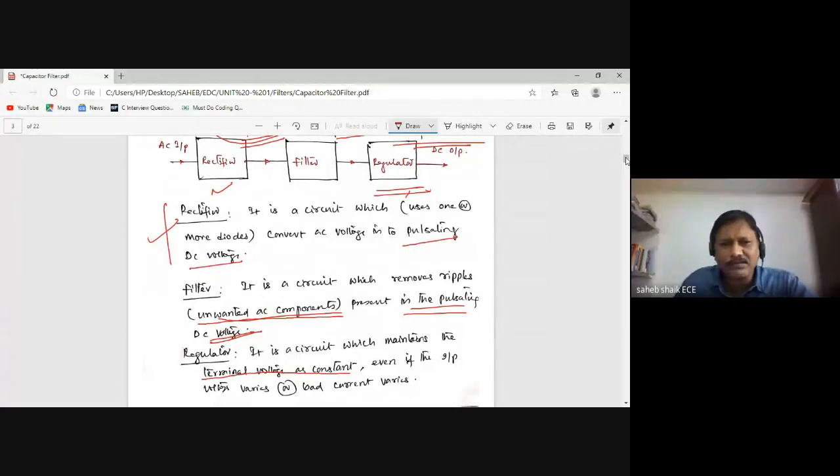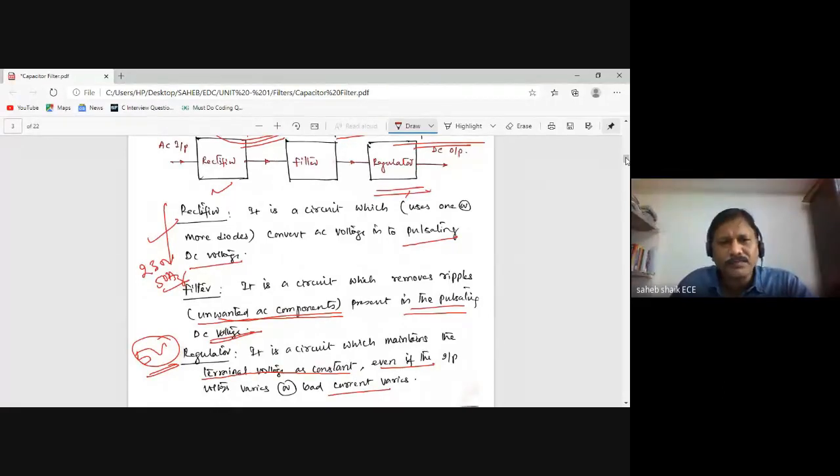Suppose you want to have a 5 volts output, so this 5 volts should be maintained even if there is a variation in the input or load. Input variation means the AC input. What is it? 230 volts and 50 hertz. This is our AC.